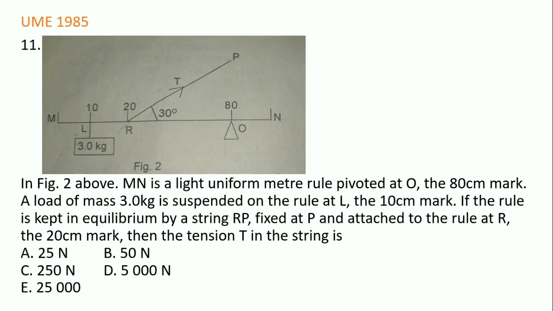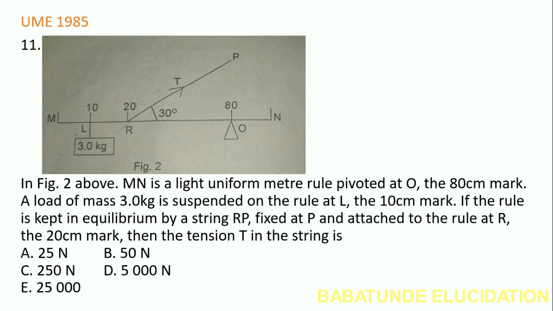We have in the figure 2 above, MN is a light uniform meter rule pivoted at O, the 80 centimeter mark. A load of mass 3.0 kilogram is suspended on the rule at L, the 10 centimeters mark. If the rule is kept in equilibrium by a string RP fixed at P and attached to the rule at R, the 20 centimeter mark, then the tension T in the string is.